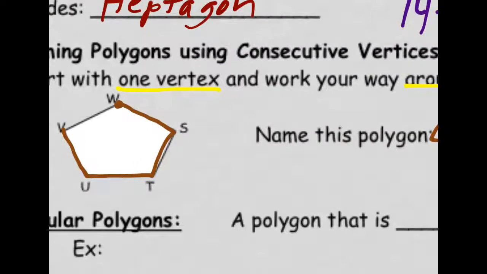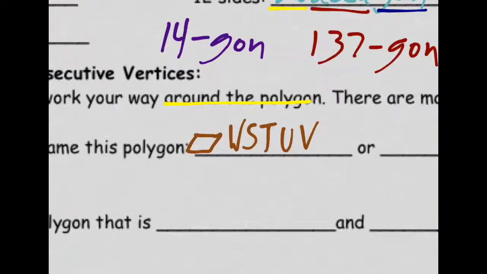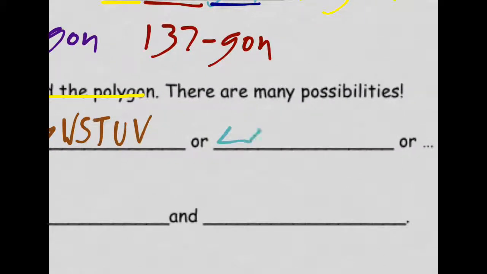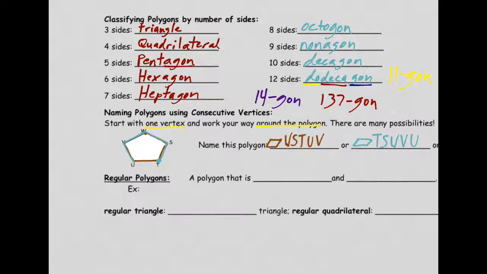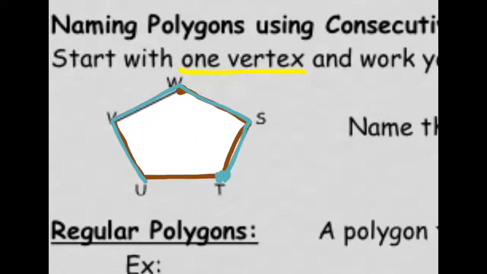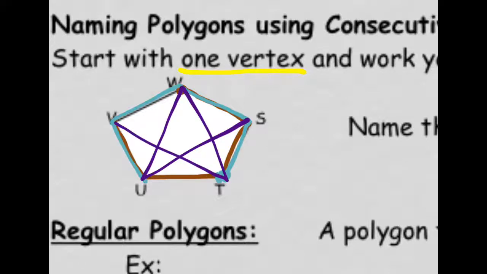Now, you could start at T, and you can even go backwards: polygon T, S, W, V, U. You get the picture, right? But here's what you can't do. You can't start up here and go S, U, V, T or W, V or anything like that. None of that.